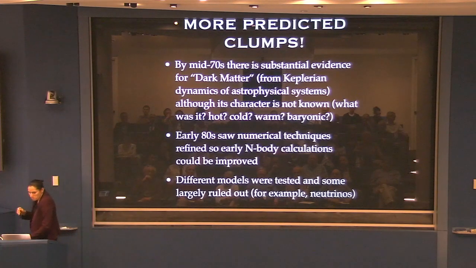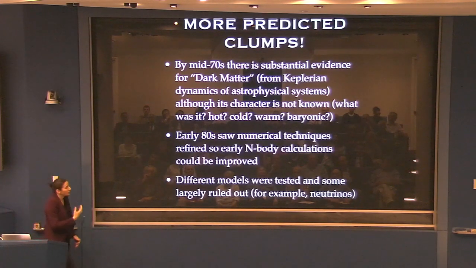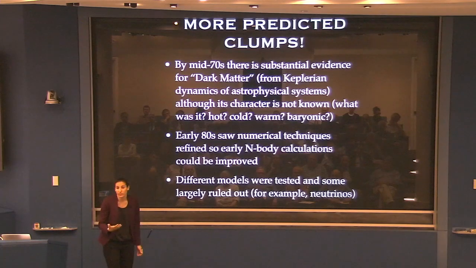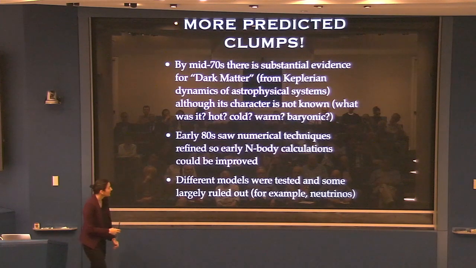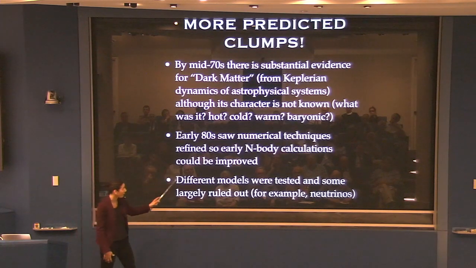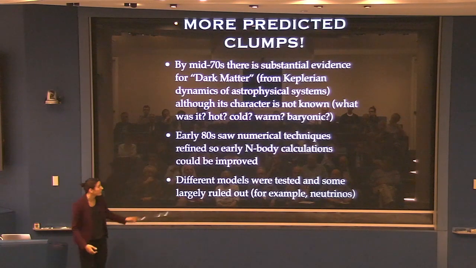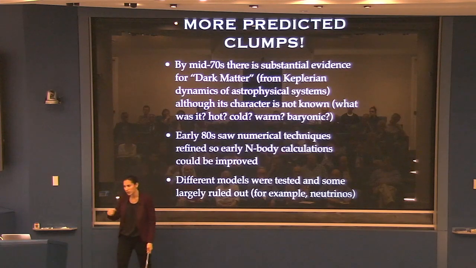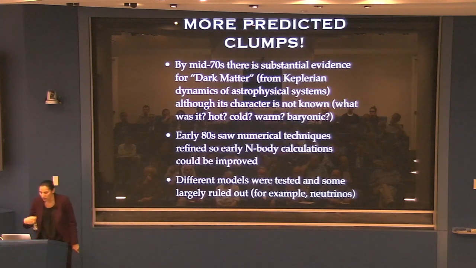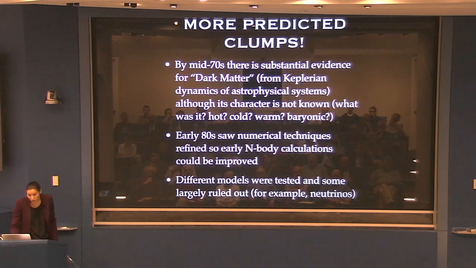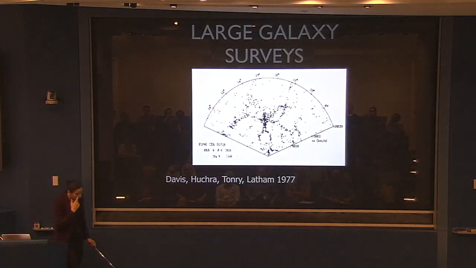And then the early 80s really saw a boom in numerical techniques. And those numerical techniques ended up being very important because they were refined so that you could improve these n-body calculations and then test some of these different pictures, because you could give velocities to your particles in your calculation, and that would give rise to different structure. And they ruled out some structure.